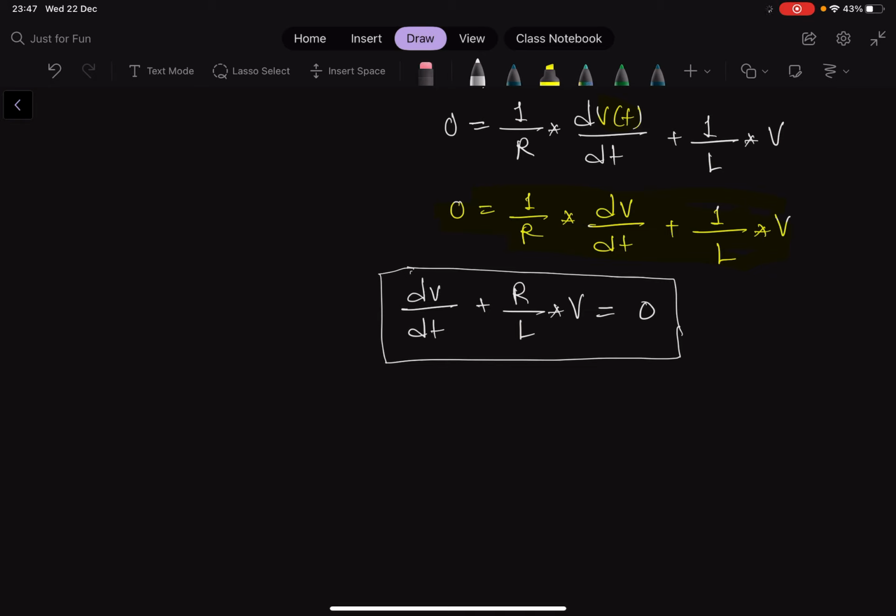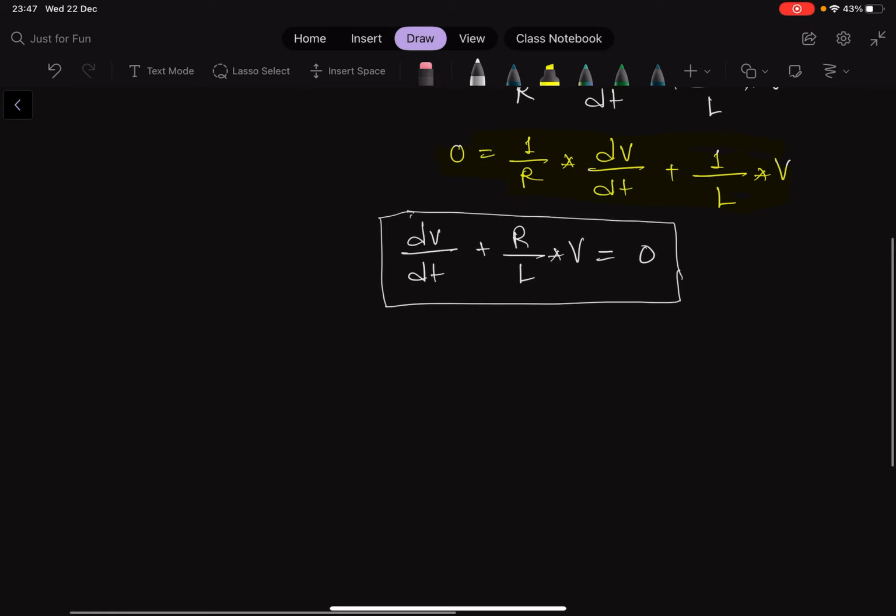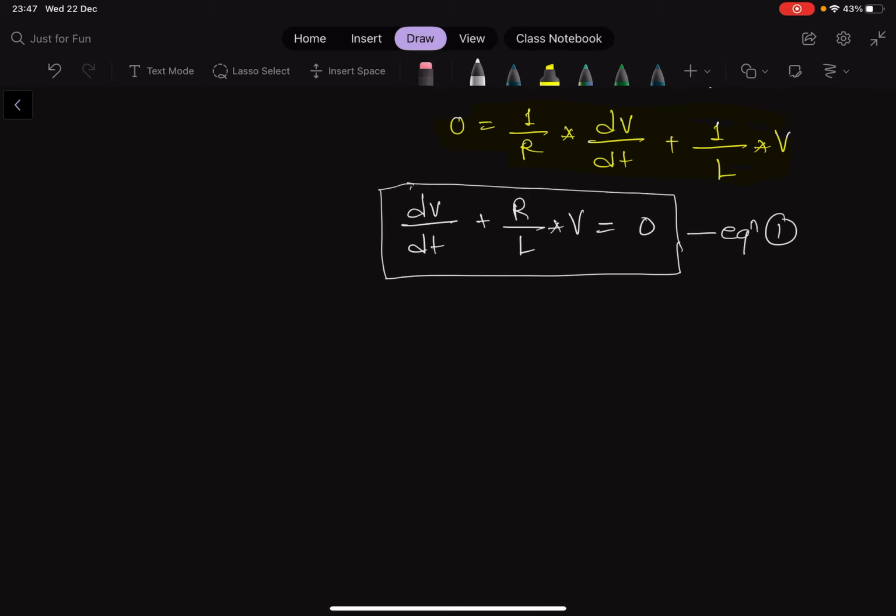So if you are modeling an RL parallel circuit, this is what you should get. This is the expression, we can say this is equation number 1. This is what we should get in differential equation terms.